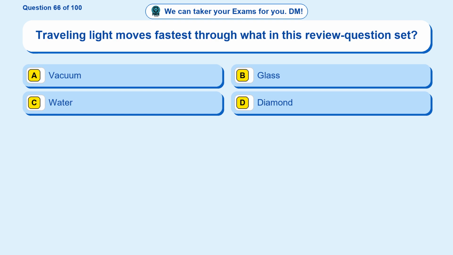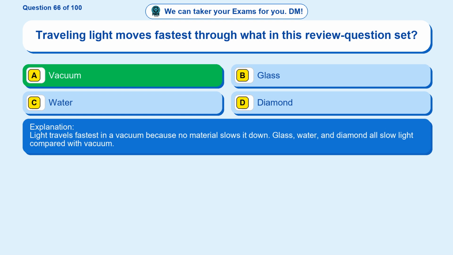Question 66. Traveling light moves fastest through what in this review question set? Option A, vacuum. Option B, glass. Option C, water. Option D, diamond. The correct answer is option A. Vacuum. Light travels fastest in a vacuum because no material slows it down. Glass, water, and diamond all slow light compared with vacuum.